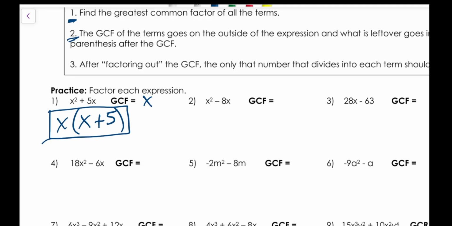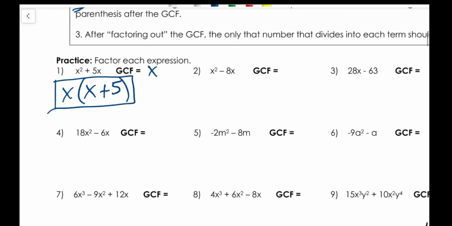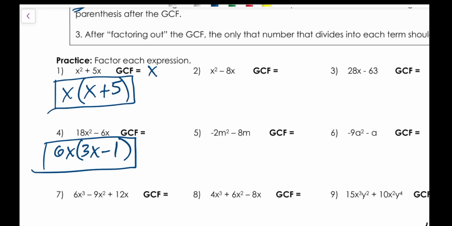Let's do one that's a little more challenging here. How about number 4? So 18 and 6x, 6 is the biggest number, x is the biggest x they have in common. So basically I'm taking 18x squared and dividing it by 6x and getting 3x and minus, and 6x divided by 6x is 1. So nothing inside the parentheses should have a common factor. If it still does, it means you didn't take out the biggest or the greatest common factor.